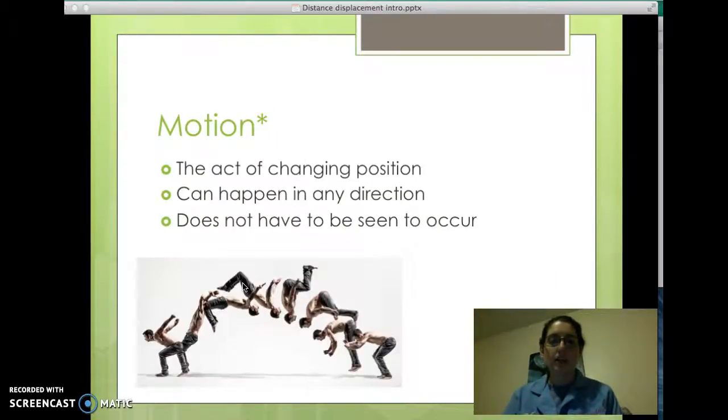So motion is the act of changing position, as we just said. It can happen in any direction, so up, down, left, right, sideways, diagonal, and it does not have to be seen to occur. So in this image here, clearly the man started here, he ended here, and we can see all the in-between steps as he did a backflip. But even if we blocked all the middle and we saw he started here and ended here, it's clear he must have moved because his position has changed. So you make sure you write down these 3 bullet points for your motion vocab notes.